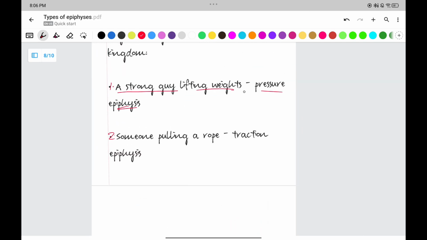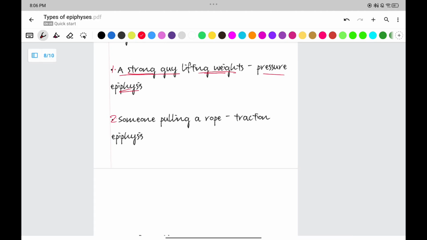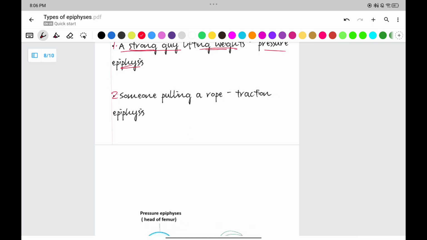Firstly, a strong guy lifting weights. If you remember this, we could easily understand what that story is amplifying, which epiphysis it is focusing on. Strong guy lifting weights: pressure epiphysis. Whenever we remember the pressure epiphysis, it is a strong guy lifting weights. Something very important. The next one, someone pulling a rope: traction epiphysis. We should hear traction epiphysis as muscle pull. We should remember this. Okay, muscle pull.